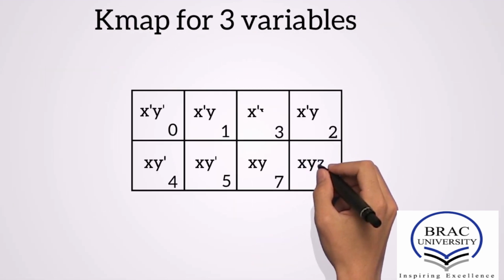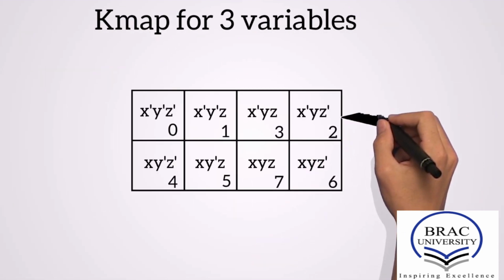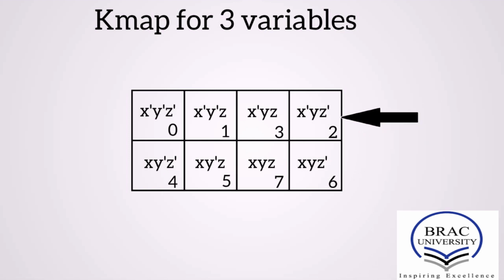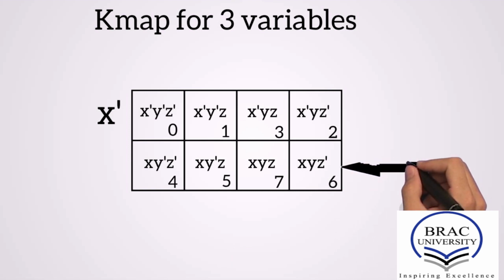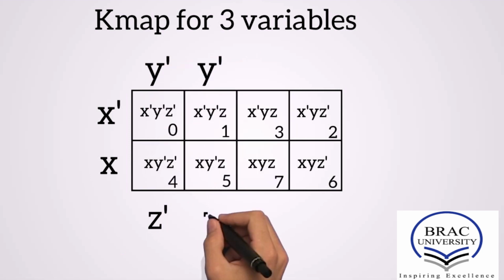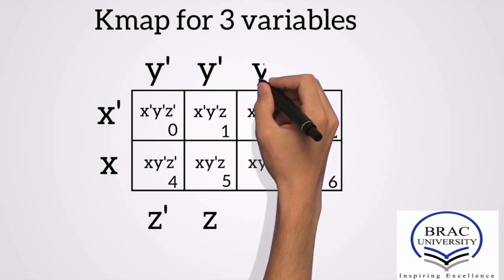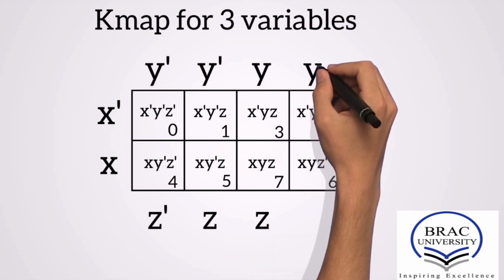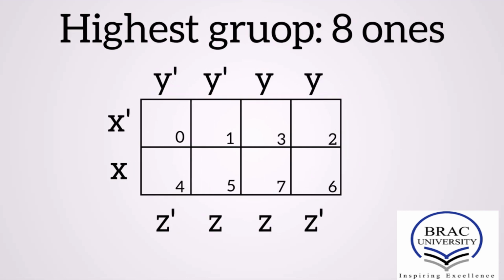Let's get the values for each min term. In the first row, we have x prime in common, so we label it as x prime. Similarly, in the second row, we have x in common, so the second row is labeled as x. Based on the common variables, we label the first column as y prime and z prime, the second column as y prime and z, the third column as y and z, and the fourth column as y and z prime. So this is our K-map for 3 variables.